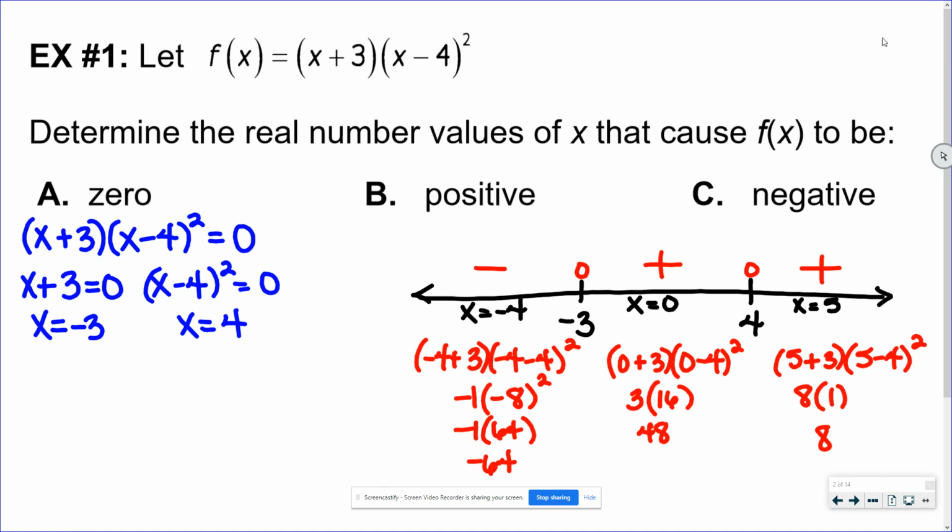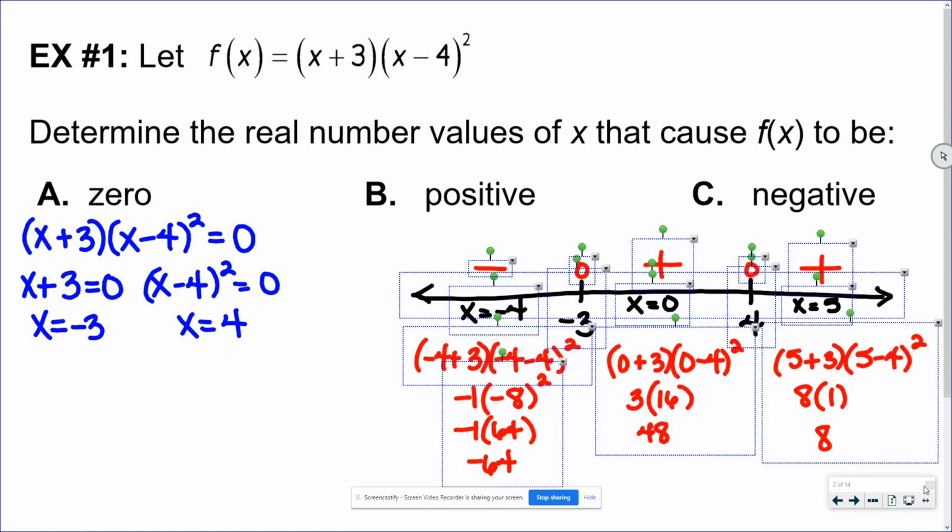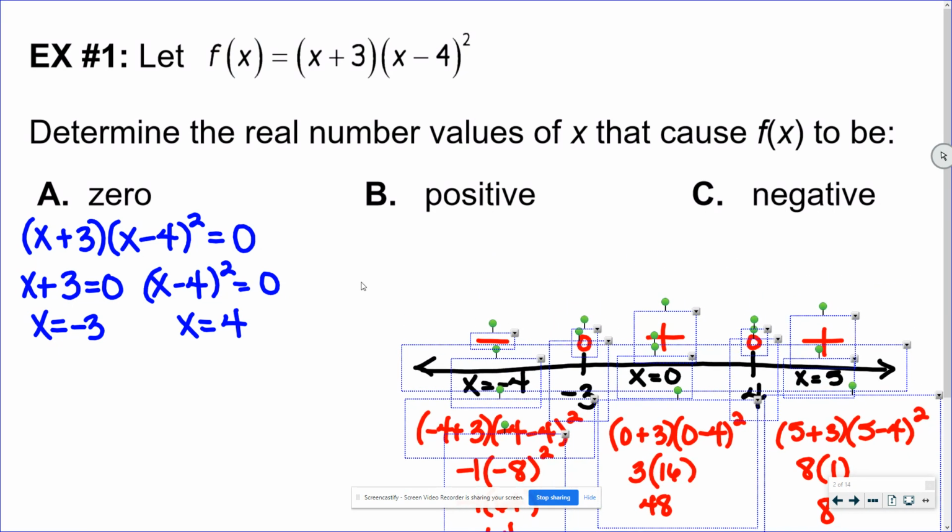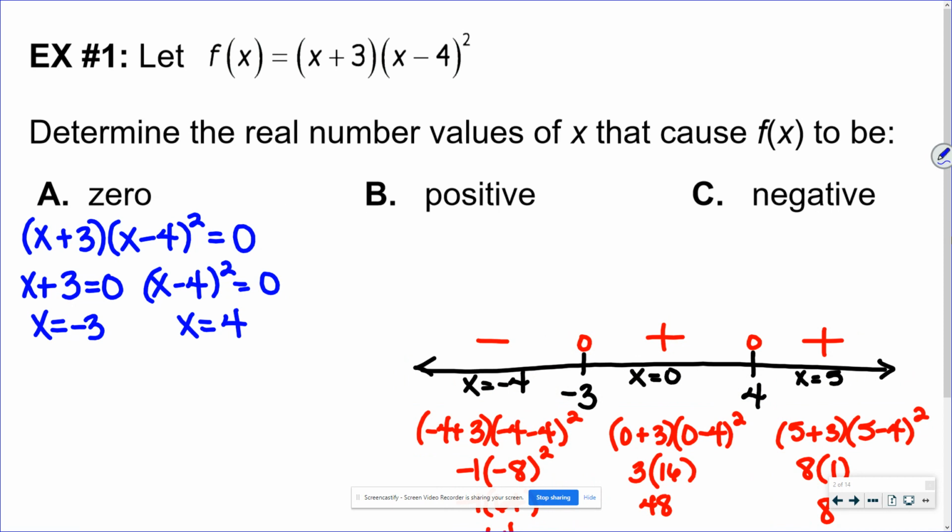So now we can answer the question. Actually, let me scoot this down a little bit. Where is the function positive? The function is positive from -3 all the way up. So we're just going to call that from -3 to infinity. Where is my function negative? My function is negative from -3 down, which I would call negative infinity to -3.